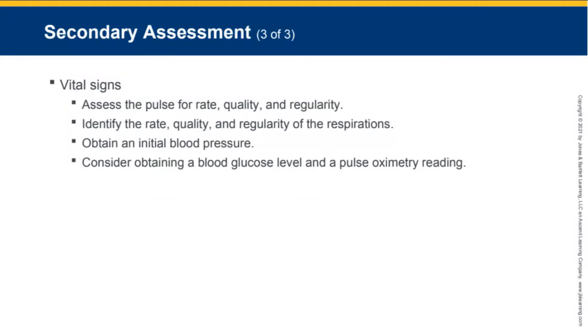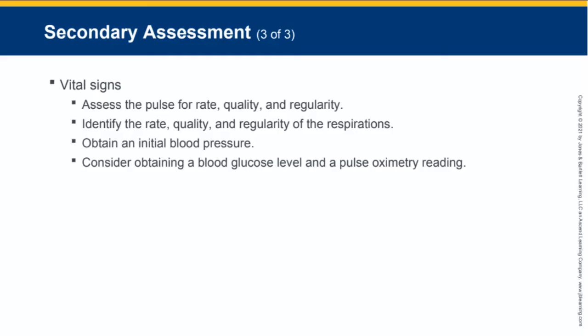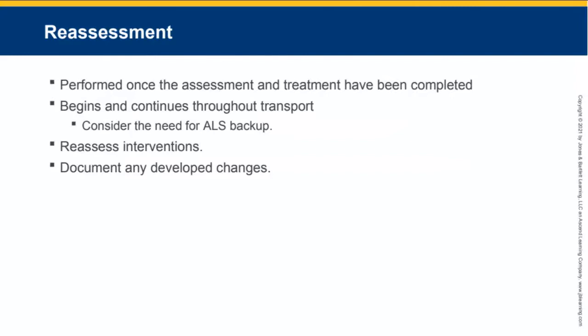Went through that already. Obtain an initial blood pressure. You do this with a manual sphygmomanometer or blood pressure machine first, and then subsequent readings you can use the digital blood pressure machine. Consider obtaining a blood glucose level and a pulse oximetry reading. And of course, you know that normal fasting blood glucose is between 3 to 6 millimoles per liter, and the normal pulse oximetry reading is between 95 to 99.